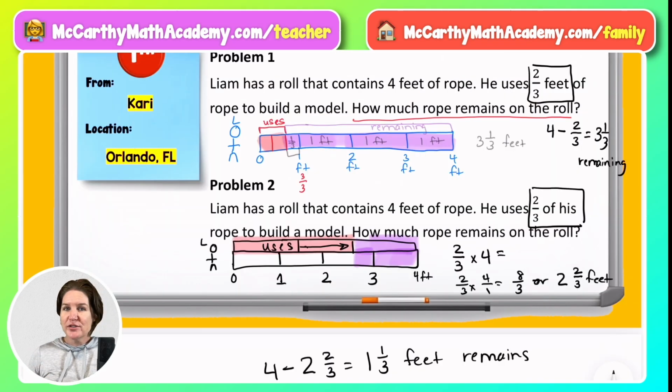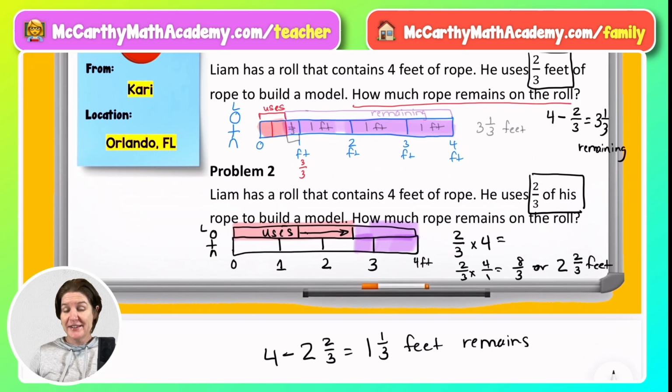And again, what I would suggest doing is drawing these out. The more that you have your students practice drawing these out, and you can see that the first one, we're actually removing, we know how many feet to remove. In the second problem, we don't know how many feet to remove. We have to figure out what 2/3 of that total is and then remove it. And honestly, problems like this, they take practice.